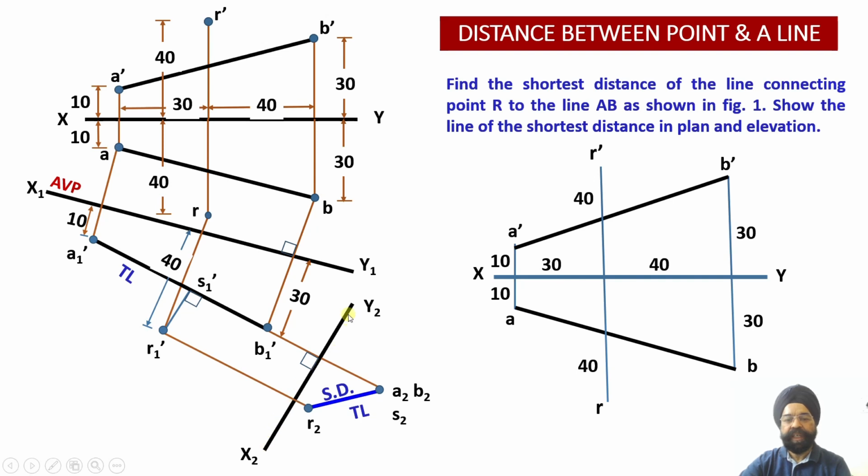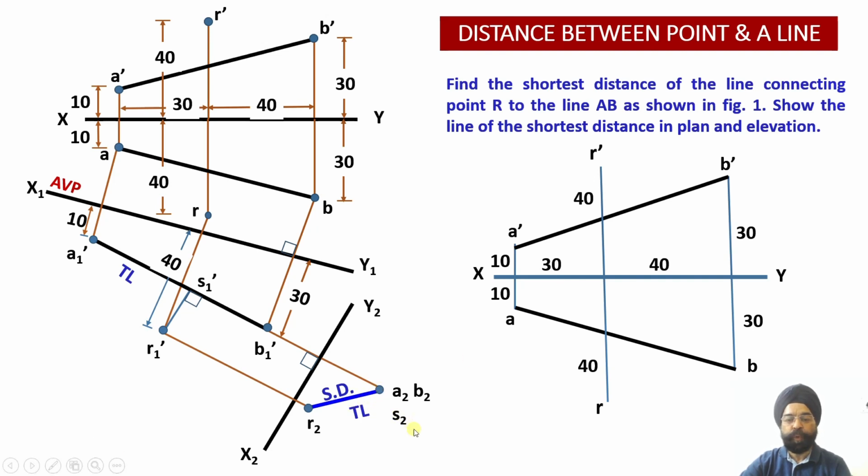Just check this out. This perpendicular R1 dash S1 dash becomes parallel to this auxiliary plane, that is AIP, which we have drawn, x2 y2. And now, since this R1 dash S1 dash is parallel to this plane x2 y2, whatever projection R2 S2 we have obtained will be the true length of the shortest distance that we intended to determine at the start of this particular problem.